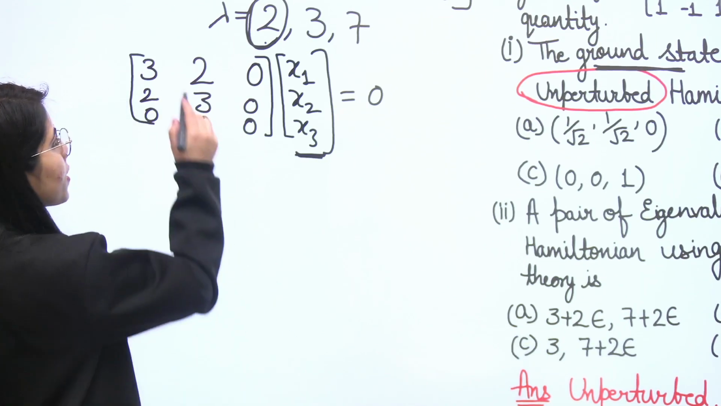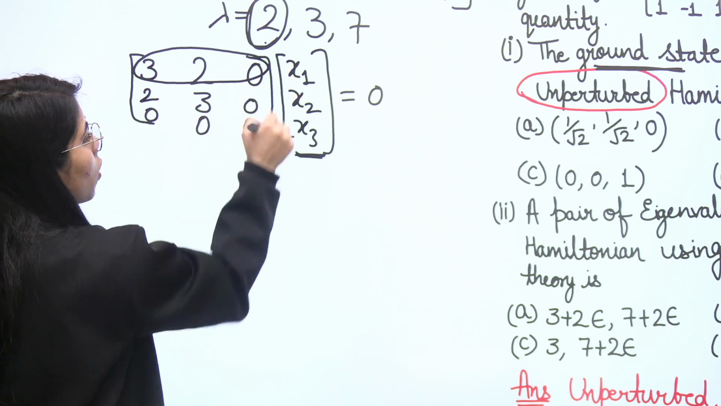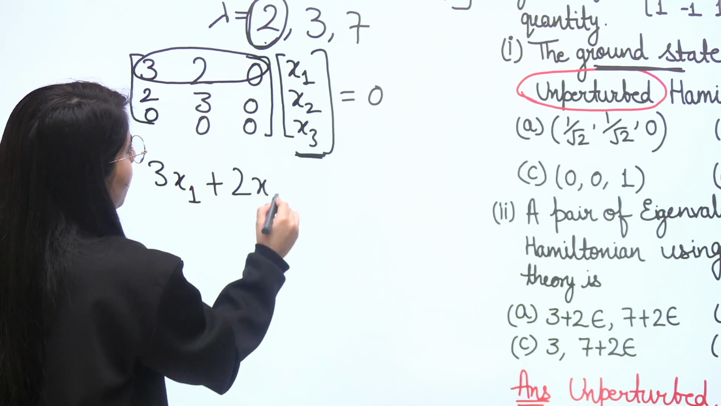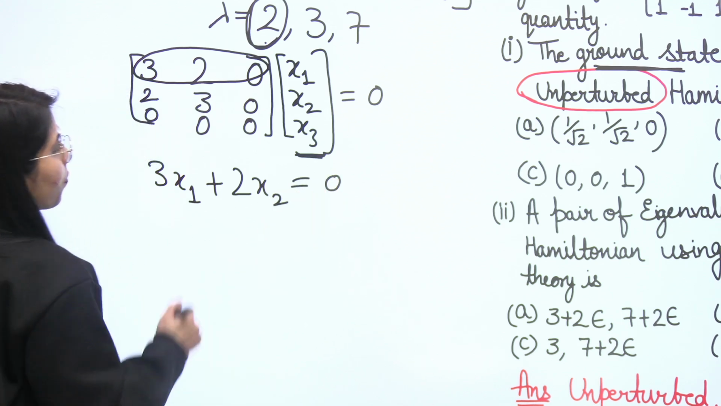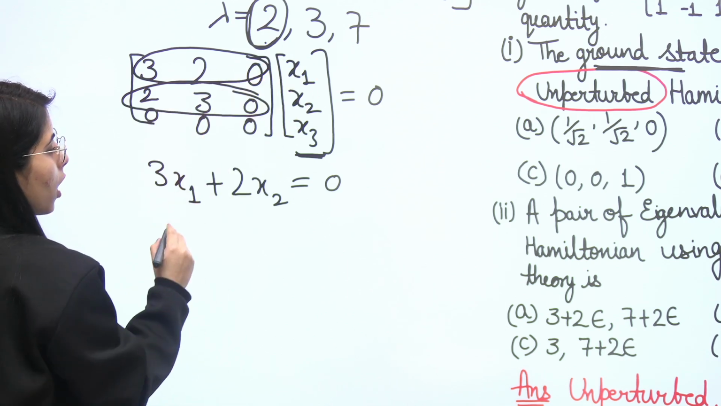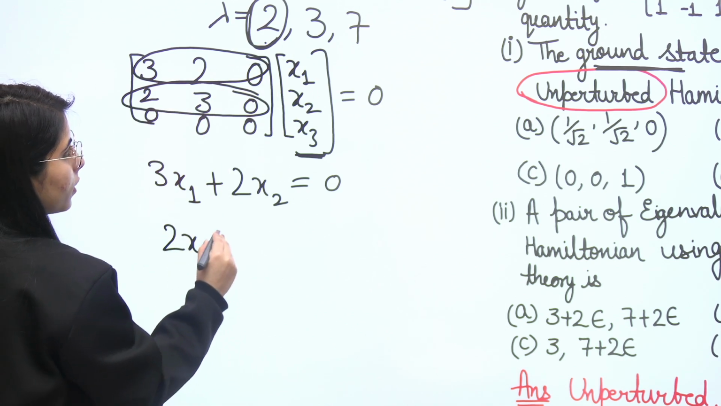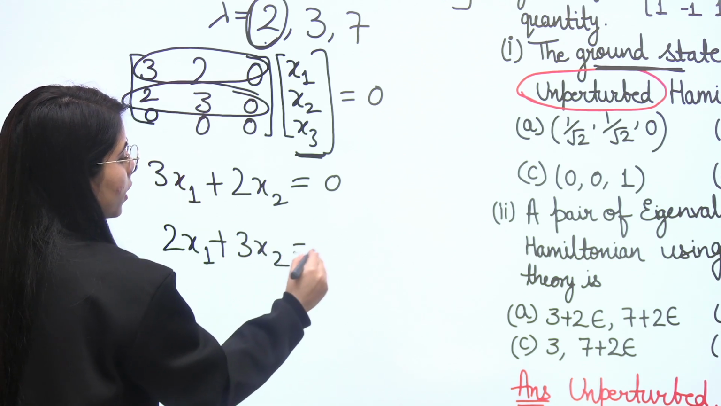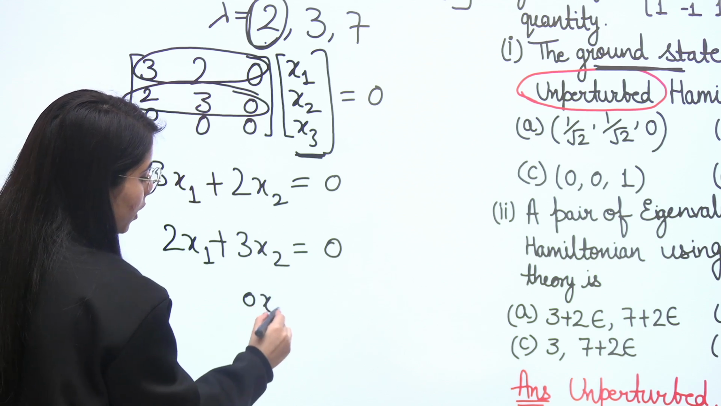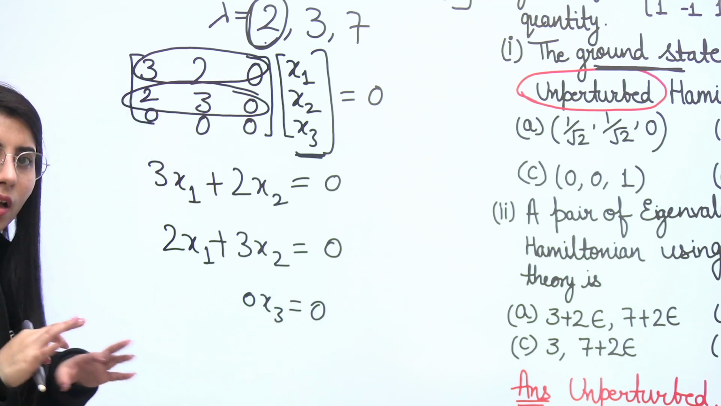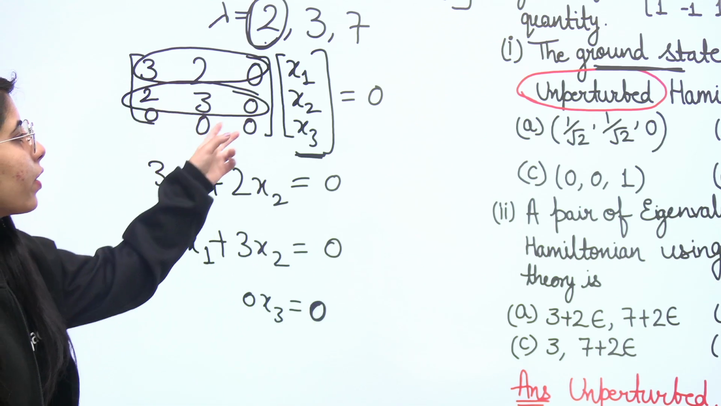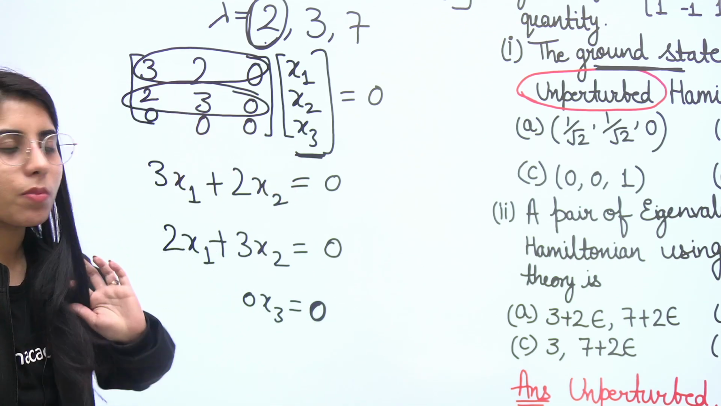Okay, what will be the next step? Multiply this row with this column. So you will get 3x1 plus 2x2 plus 0x3 is equal to 0. Similarly, make the second equation by multiplying this row with this column. You will get 2x1 plus 3x2 is equal to 0. If I talk about the last one, 0 into x3 is equal to 0. That means x3 can have any finite value. Even in that case, we will get 0 because we are multiplying it with 0 and all the other terms too.